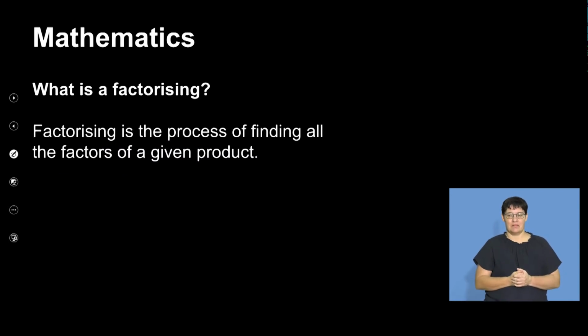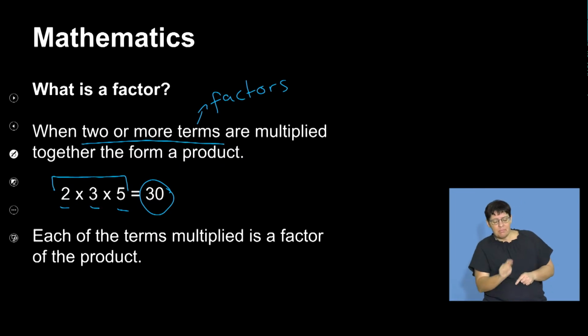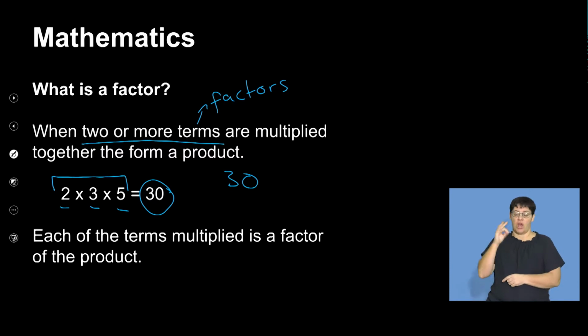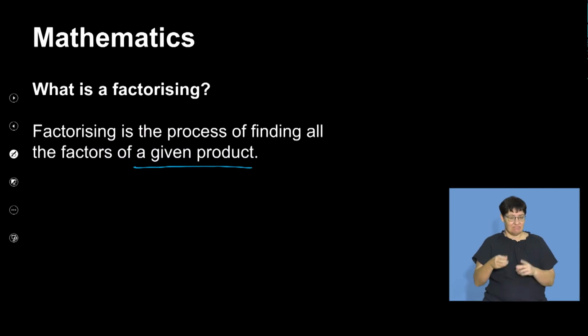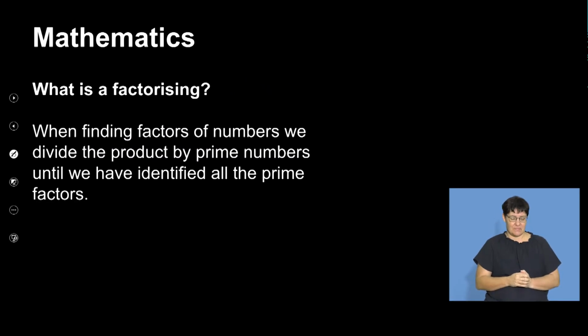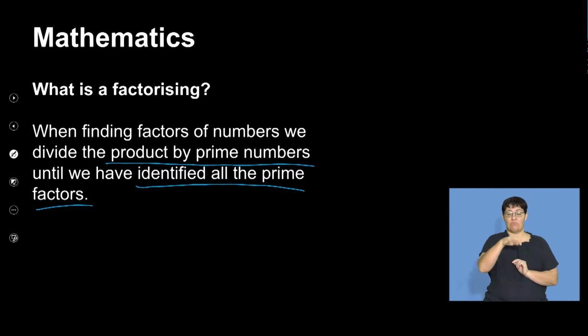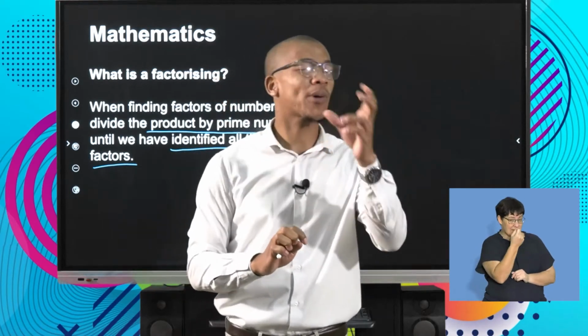Now, the concept of factorizing is the process of finding all the factors of a given product. Going back to the example I just gave you, if I give you 30 as the number and say, factorize this, you finding all the factors that I need to multiply in order to get 30 is the process of factorizing this number. When finding factors of a number, we divide the product by the prime numbers until we have identified all the prime factors. Here, guys, before we go anywhere, we need to understand the concept of prime numbers.